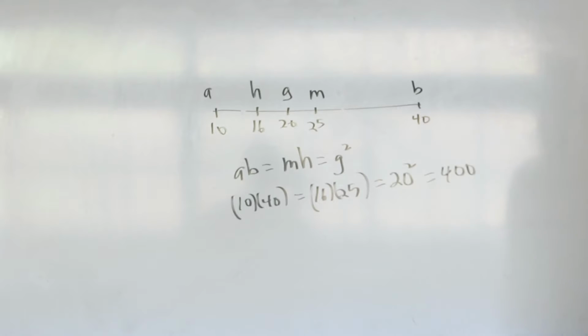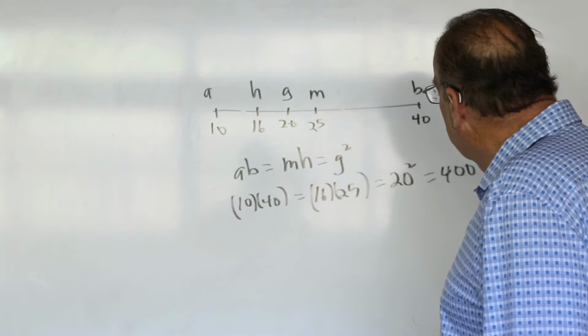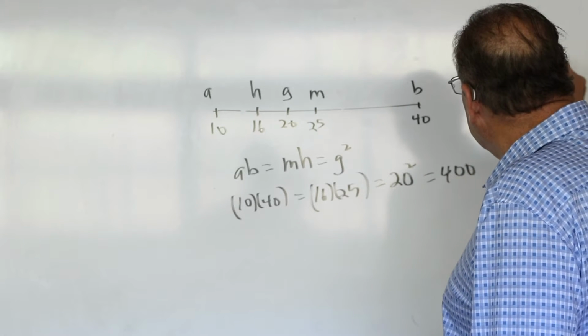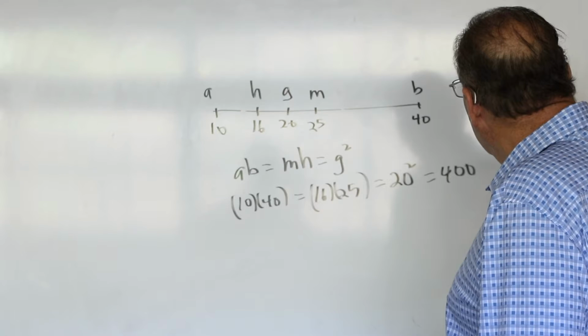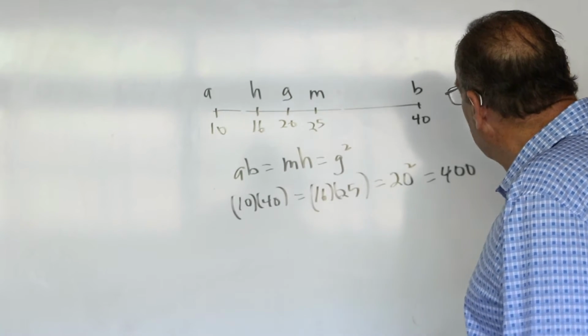So the question I want to get at is, where does this come from? And I believe it comes from the 3, 4, 5 right triangle. And I will try to show you why.